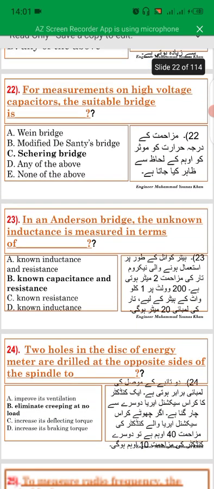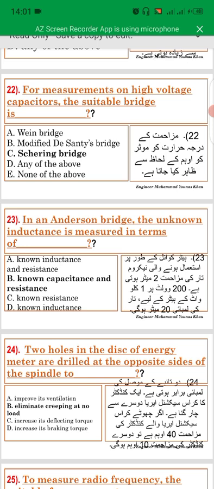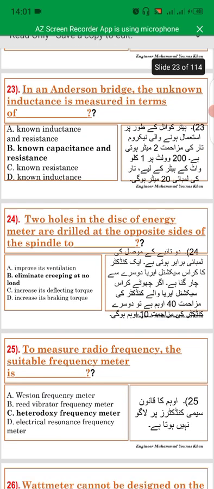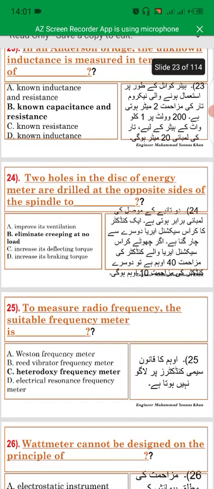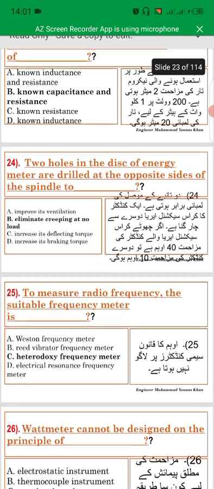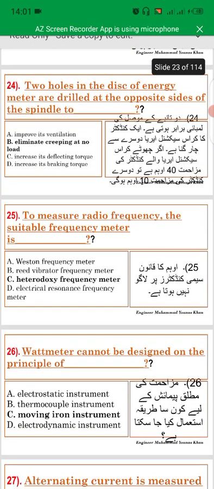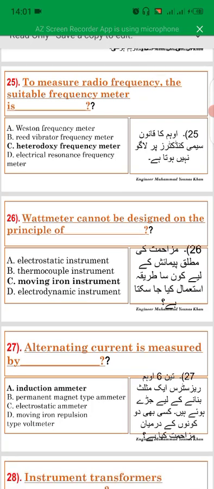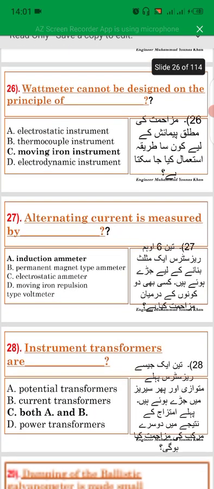For measurement on high voltage capacitor, the suitable bridge is Schering bridge. In an Anderson bridge, the unknown inductance is measured in terms of known capacitance, resistance and resistance. Two holes in the disc of energy meter are drilled at the opposite sides of the spindle to eliminate creeping at no load. To measure radio frequency, the suitable frequency meter is heterodyne frequency meter.